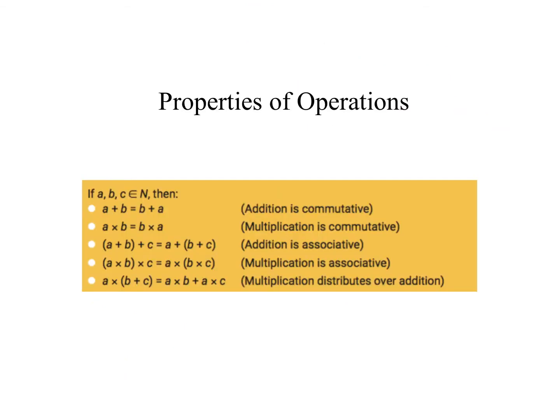Just the properties of operations here. This isn't hugely important, but just as a recap, commutative means you can rearrange the order, so A plus B is equal to B plus A. 2 plus 3 will give you 5, or 3 plus 2 will give you 5. Doesn't matter what the order is, you can mix them around. So that's true for addition, and it's true for multiplication. 2 times 4 is 8. Similarly, 4 times 2 will give you 8. So it doesn't matter which way we do it.